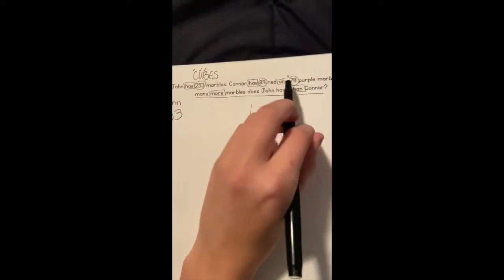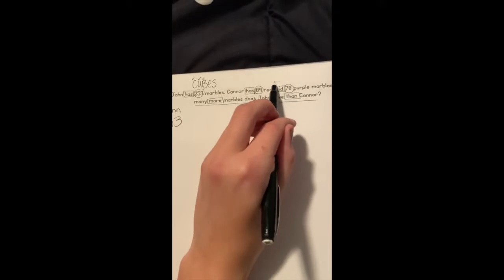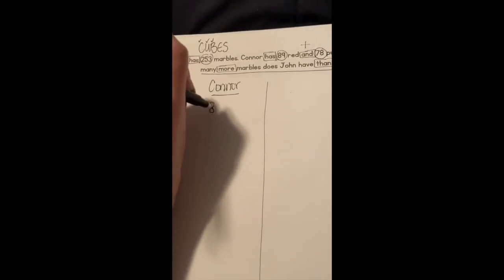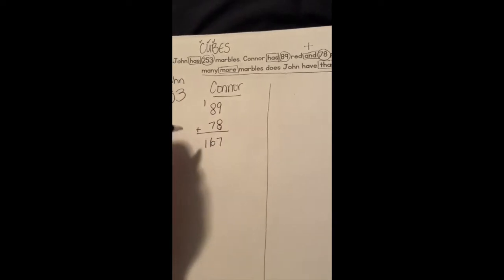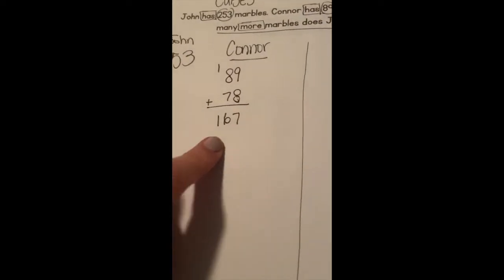John has 253, this is how much John has. I want to know the total amount that Connor has, so I need to add those together because "and" means to add. So I'm going to add 89 plus 78 to get the amount that Connor has. 9 plus 8, 17, carry the 1, 8 plus 7 plus 1, 16. So now I know that Connor has 167 marbles.